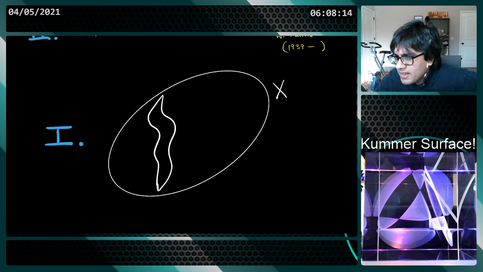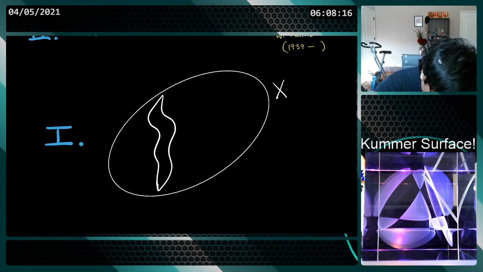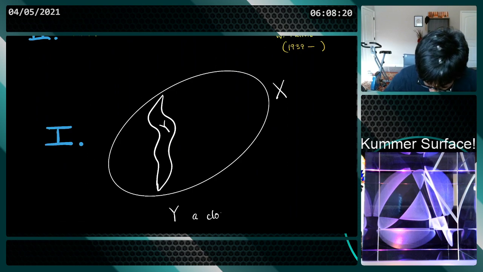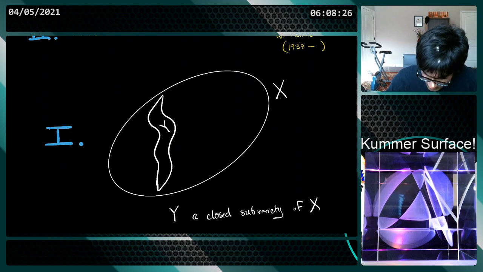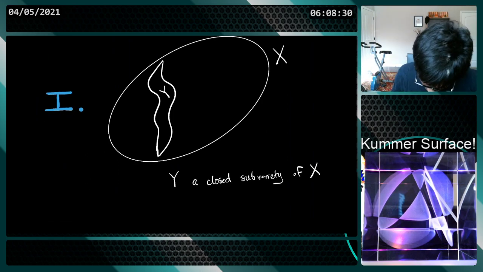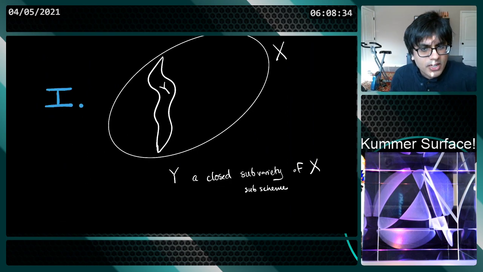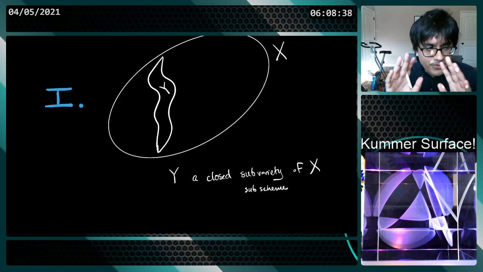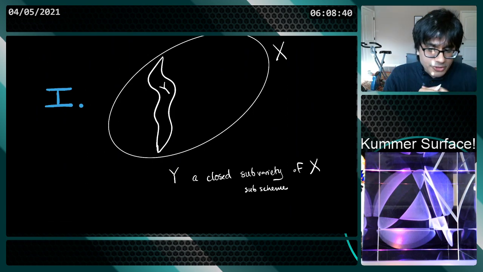And let me try to keep Y. Y, a closed subvariety of X, or slightly more generally, a closed subscheme. The emphasis is on the possibility that Y is a union of irreducibles.